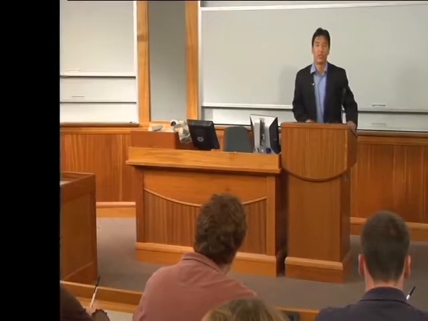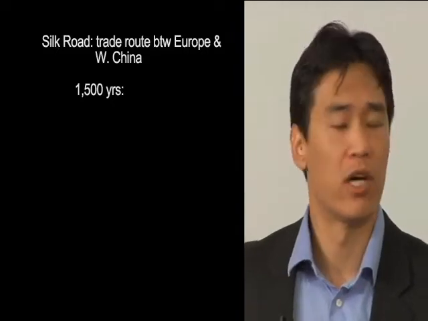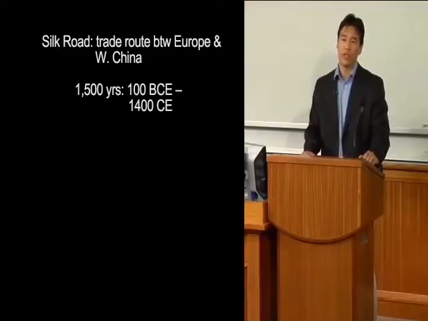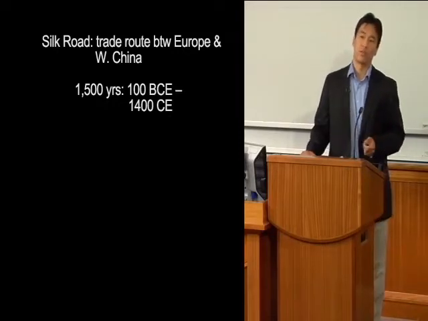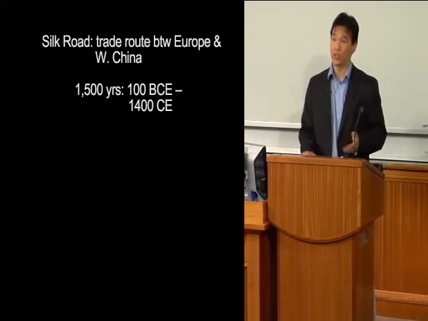Today we're going to continue with the discussion of the Silk Road, one of the most historically important trade routes in the world. Now, as you know, the Silk Road was a major trade route between Europe and Western China for about 1,500 years. It was used from about 100 BCE until about 1400 CE. There had been some trade across Central Asia before that, but it wasn't until about 100 BCE that trade between Europe and China increased significantly.